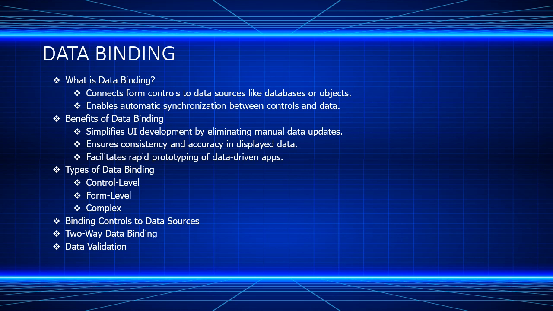Data validation. VB.NET's data binding supports validation mechanisms to uphold data integrity and validity. Validation rules can be enforced at the control level or via custom validation logic, preventing invalid data from being saved to the data source. By harnessing data binding in VB.NET, developers can forge data-driven applications boasting seamless interaction between the user interface and underlying data sources, thereby amplifying productivity and user satisfaction.